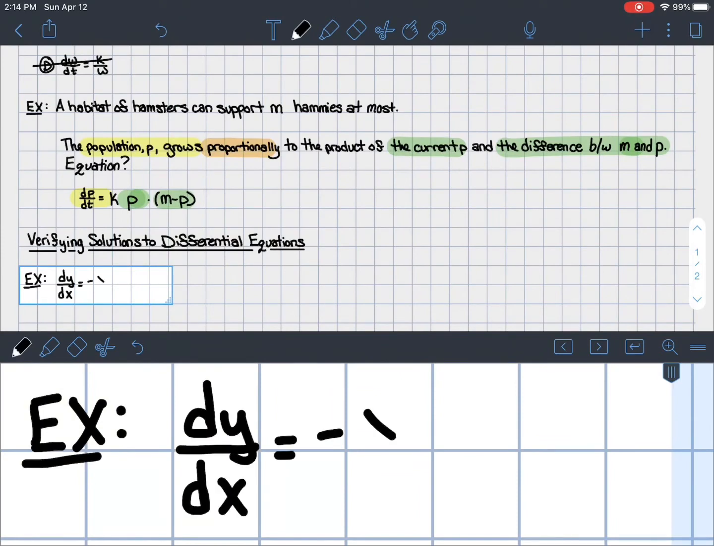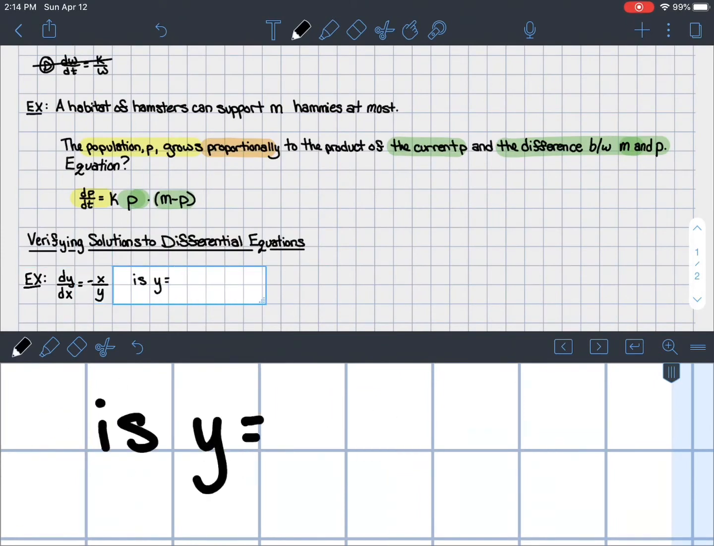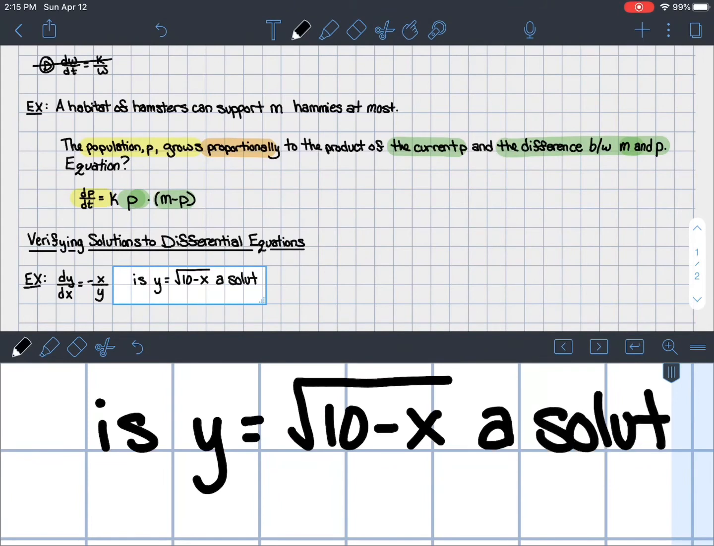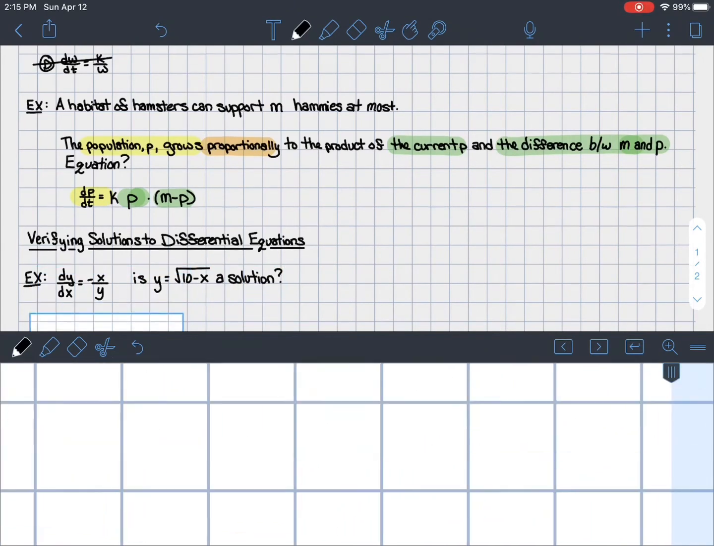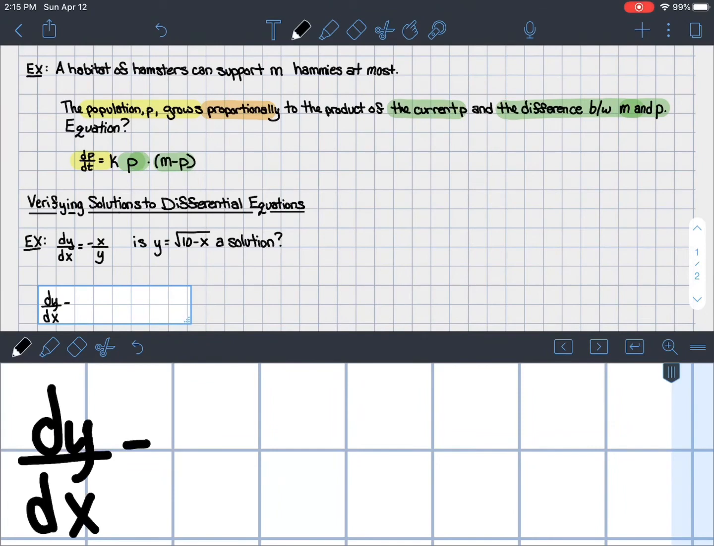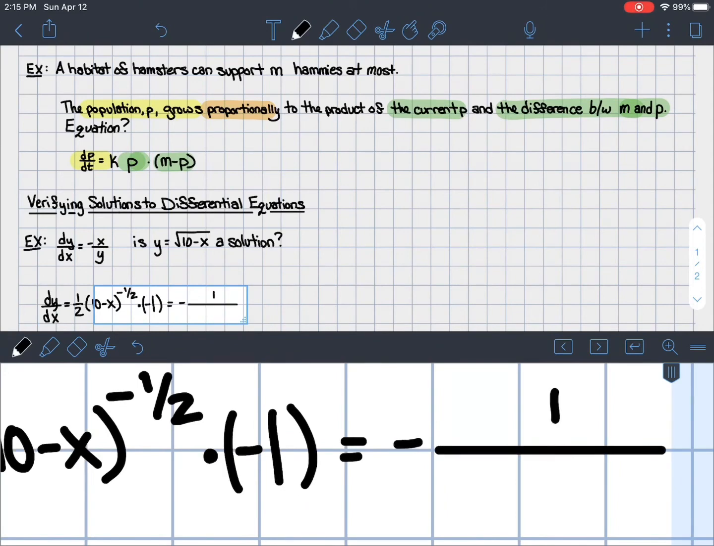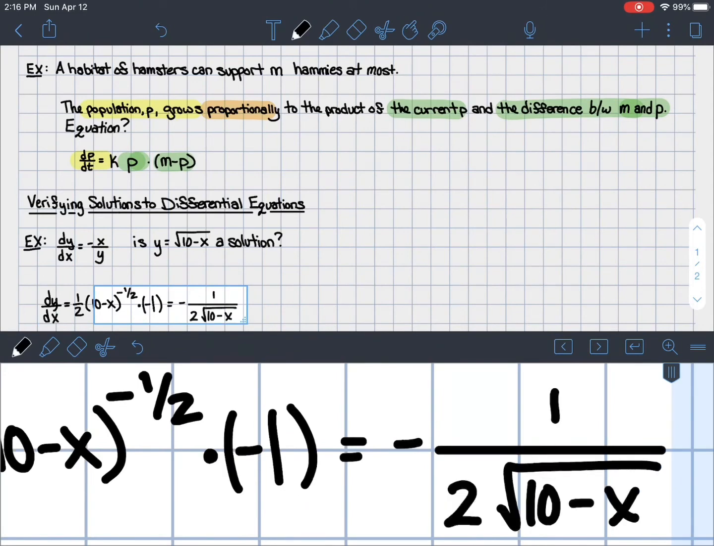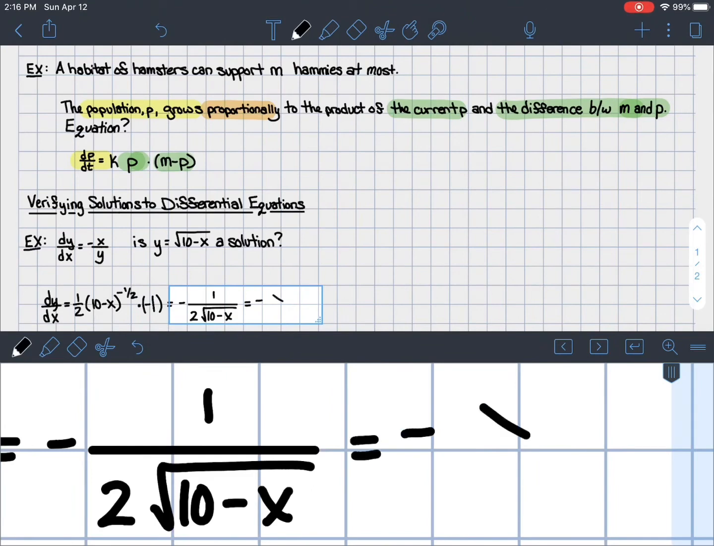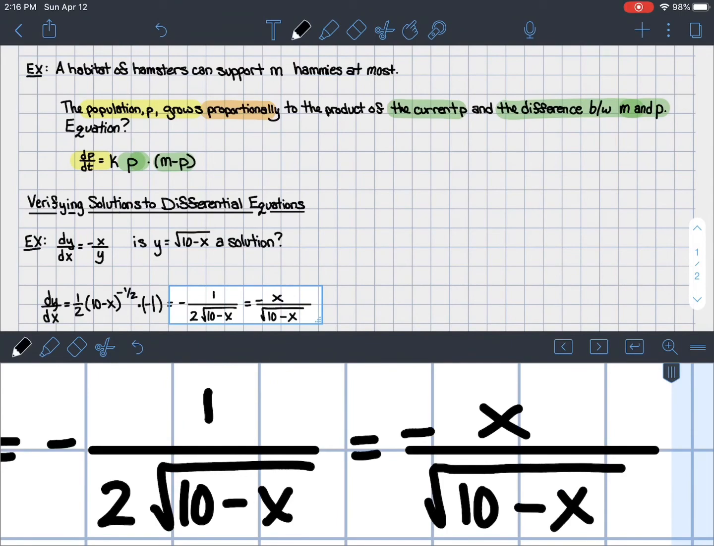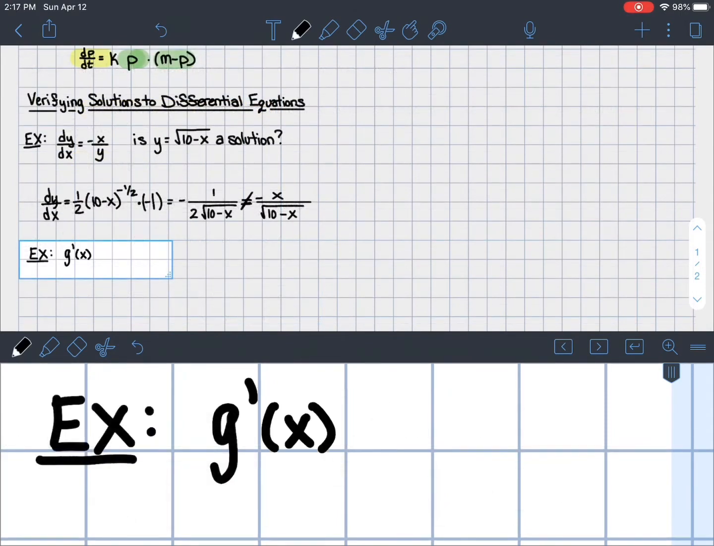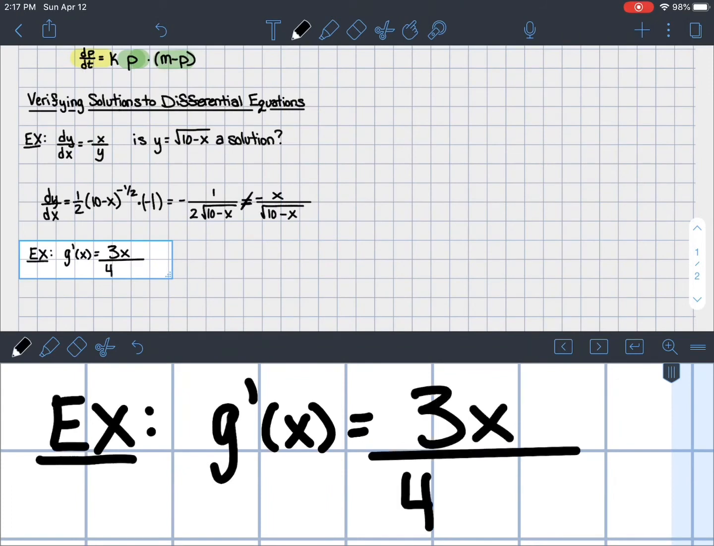Let's verify a solution to a differential equation. We want to know if this is a solution to the differential equation. So we're going to take the derivative of the potential solution, and we're going to set it equal to the original derivative that we have written down and see if they are equal to each other. Instead of y, when we set them equal, we're going to replace y with what it equals in terms of x, and we'll see that for that one, it does not equal.